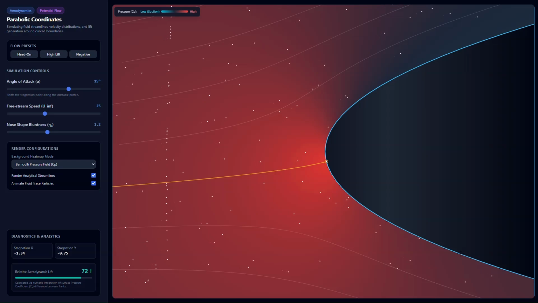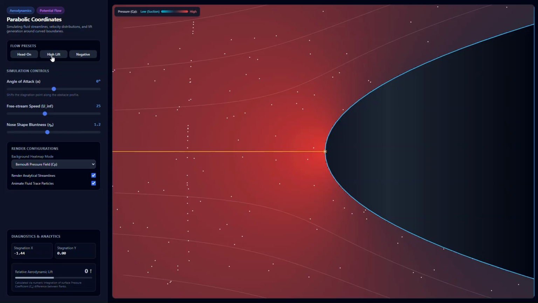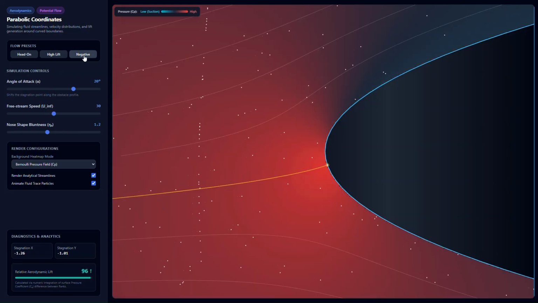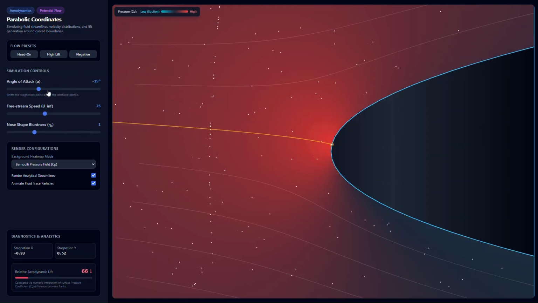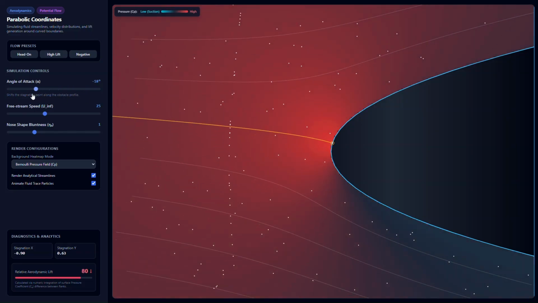particles. Simultaneously, the diagnostic system executes a live numerical integration of the surface pressure differences between the opposing flanks, quantifying the net aerodynamic suction imbalance to compute and display the relative lifting forces experienced by the obstacle.